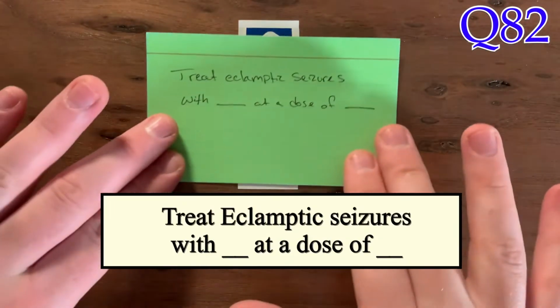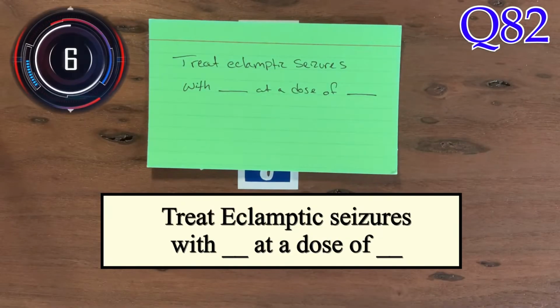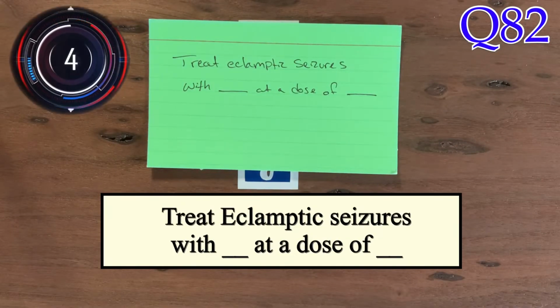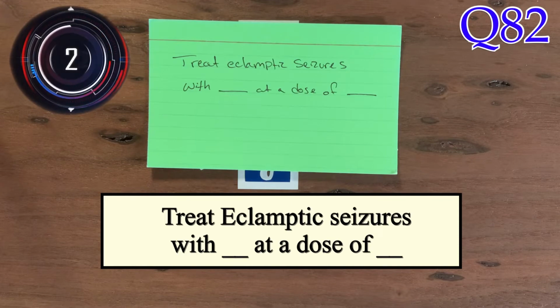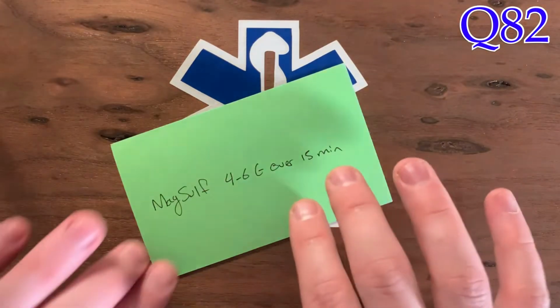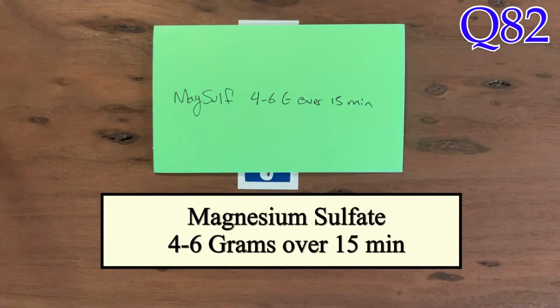Treat eclamptic seizures with blank at a dose of blank. So during pregnancy, more specifically the last 10 days of pregnancy, a phenomenon can occur where the patient becomes hypertensive. This is known as preeclampsia. This, if left untreated, can develop into eclamptic seizures, which need to be treated with magnesium sulfate at a dose of 4 to 6 grams over a period of 15 minutes.